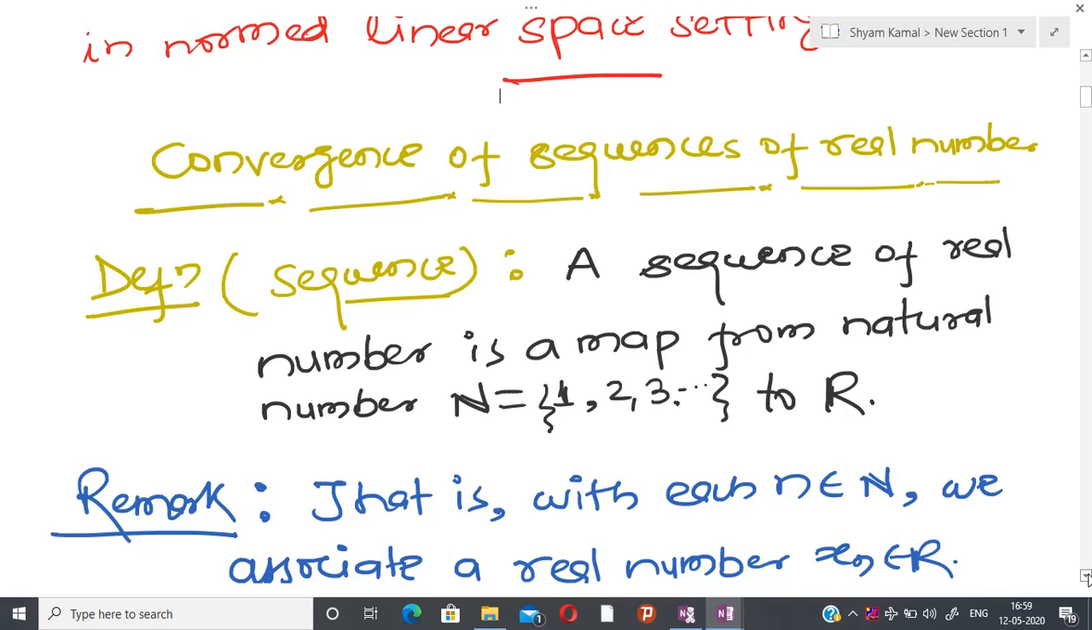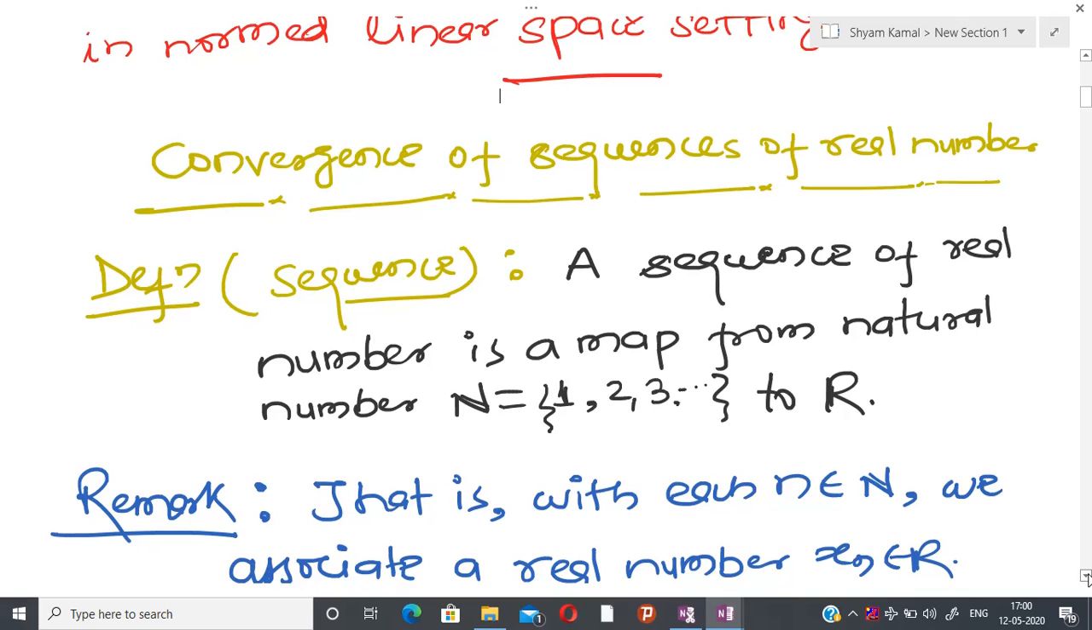So due to that reason, first I am going to talk about the convergence of sequences, and after defining the sequence I will tell you why I have selected sequence, because somehow using sequences I can define several physical quantities, and I will talk about these kinds of things after defining this sequence. So let us start with the convergence of sequences of real numbers.